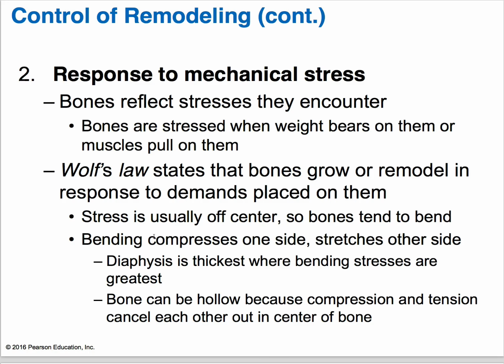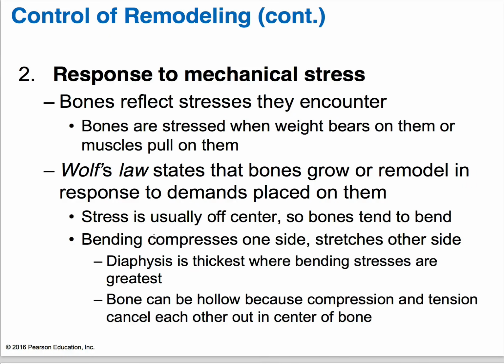Stress is usually off center, so bones tend to bend. Bending compresses one side while it stretches the other side. The diaphysis is thickest where bending stresses are the greatest. Okay, so the diaphysis is thickest where the stress of bending is going to be the most. Now, bone can be hollow because compression and tension tend to cancel each other out in the center of the bone.